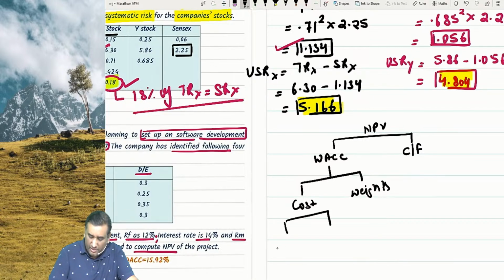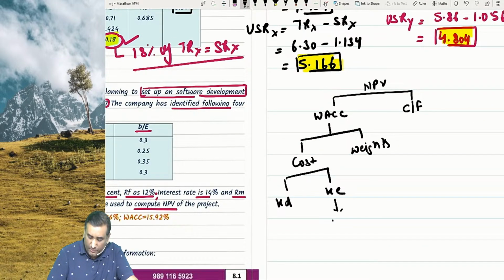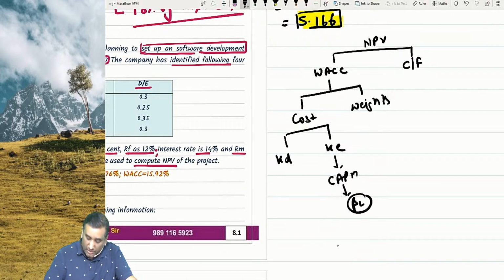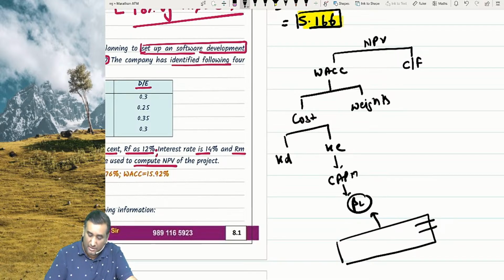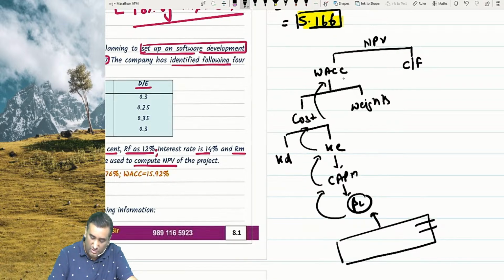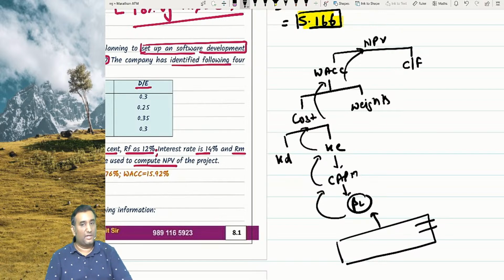In cost we need KD, KE, and for KE we need KPM. For KPM we need beta. What we are doing basically now is using the industry data, unlevering, relevering, and we'll arrive at beta. This will help in KPM, KPM will help in KE, KE will help in cost, cost will help in WACC, WACC in NPV. That is exactly the entire process which happens. A kind of case study can come in the exam. As of now, he is only asking us to calculate till WACC.